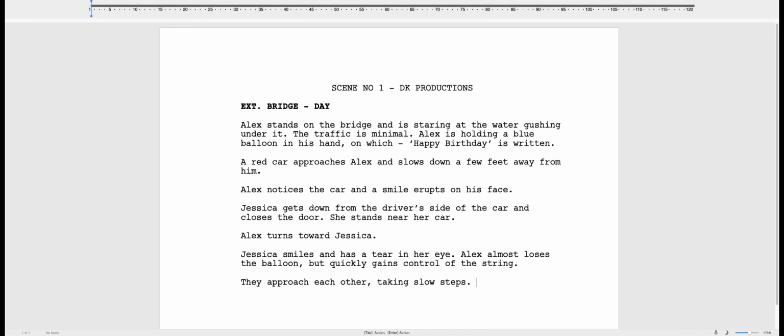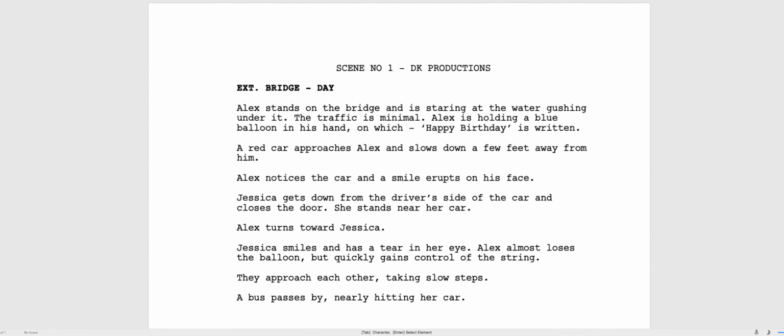And then a bus passes by, nearly hitting her car. That means the bridge is narrow and the bus passes by, nearly hitting her car, but she doesn't care. She's not even paying attention. So we have to write these subtle small things that will actually make a lot of difference to the whole setup. So it was fine until here.